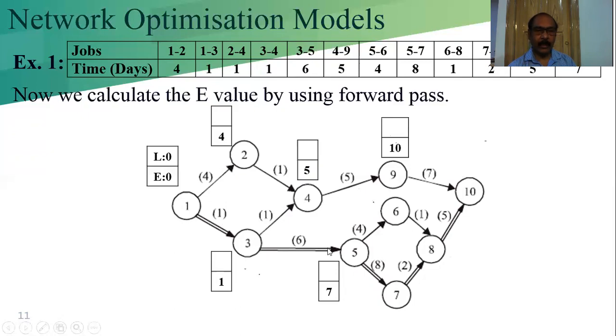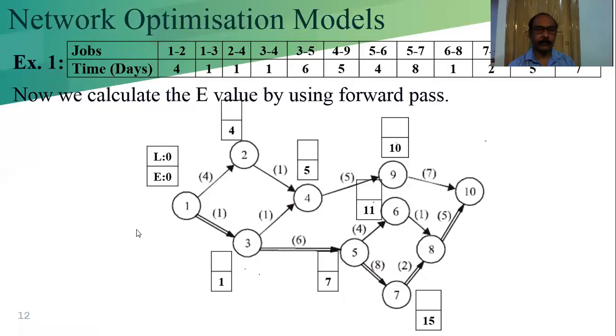Now in this way, again we are calculating E3 plus 6 is equal to 7, and E4 plus 5, that is 5 plus 5 is equal to 10. Now next we are calculating this. This is already calculated, this is already calculated. Now we are calculating this. 7 is there, that is the E5 equal to 7. 7 plus 4 equal to 11.